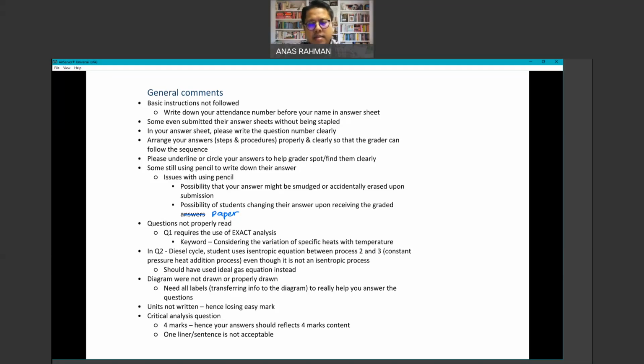And the second one, some students even submitted their answer sheets without being bound or without being stapled. And if one of the sheets went missing, then you will have trouble because you will lose marks. Okay, fortunately, I managed to find the pair, so that particular student was safe. Otherwise, he or she might have to be content with whatever marks he or she got based on the paper that I can find.